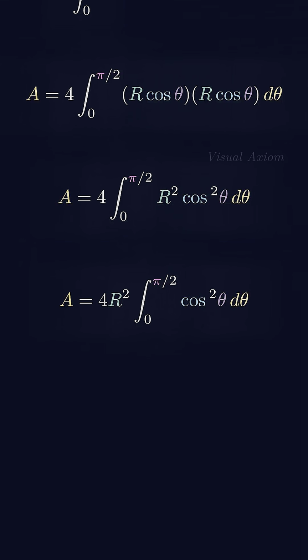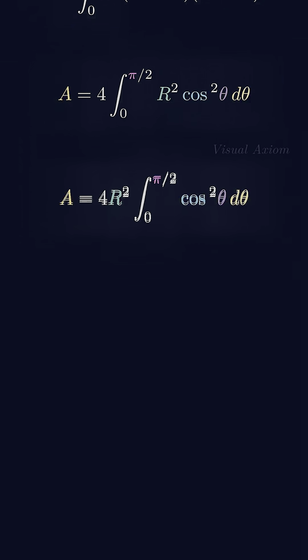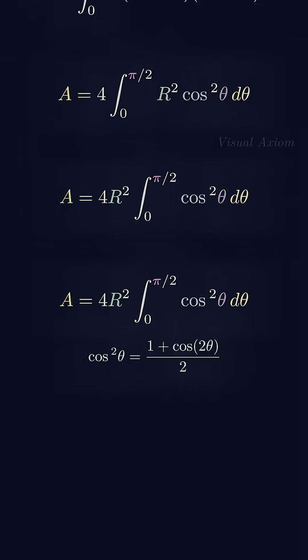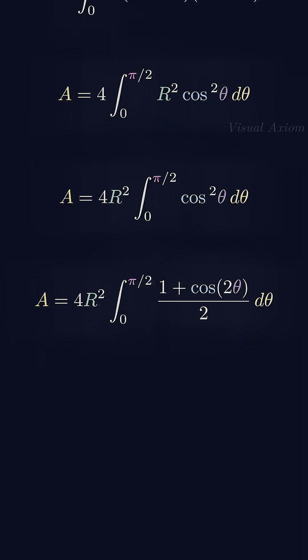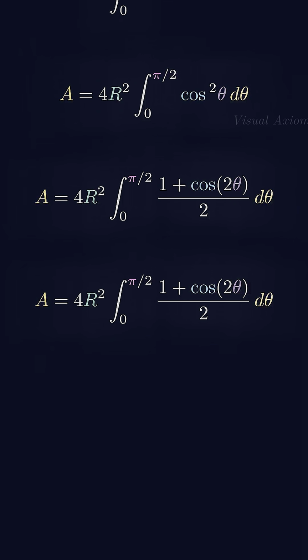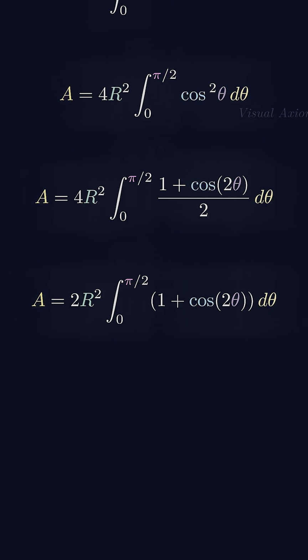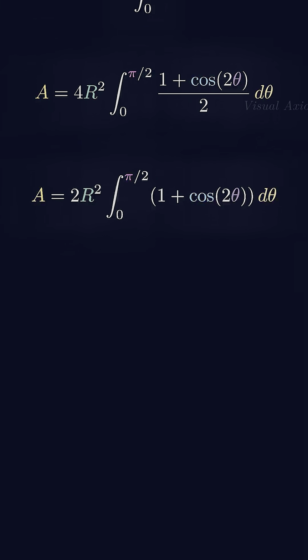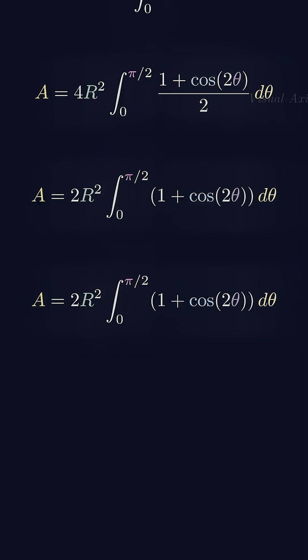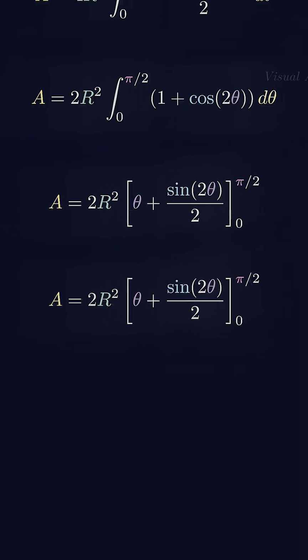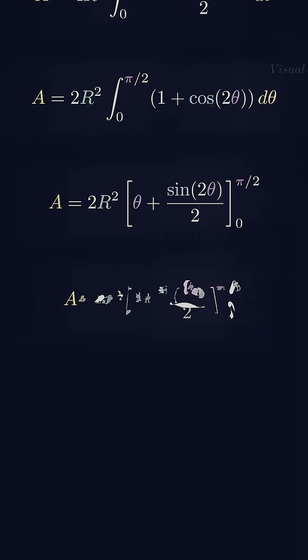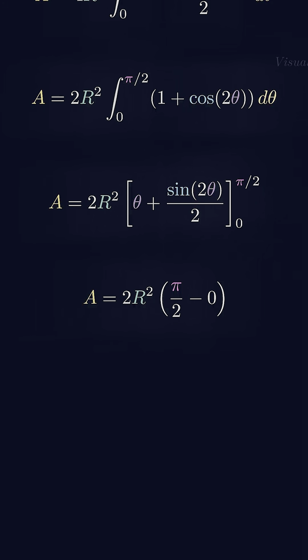To handle cosine squared, we apply the half angle identity. Cosine squared theta equals 1 plus cosine of 2 theta, all divided by 2. Substituting that in, the integral becomes 4r squared times the integral from 0 to pi over 2 of the quantity 1 plus cosine 2 theta over 2 d theta, which simplifies to 2r squared times the integral of 1 plus cosine of 2 theta. Integrating term by term gives 2r squared times the bracket theta plus sine 2 theta over 2 evaluated from 0 to pi over 2.